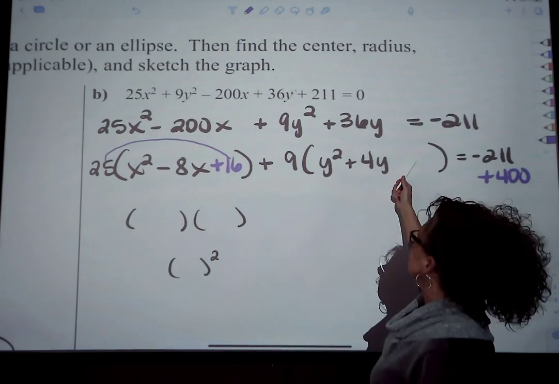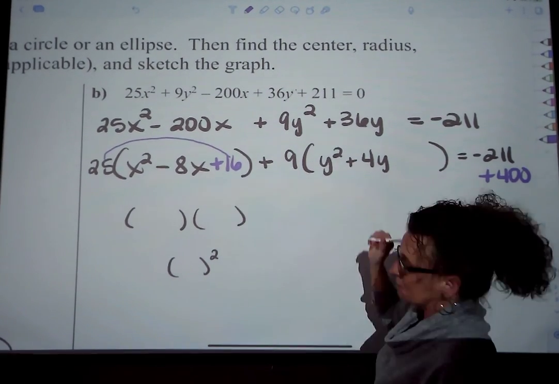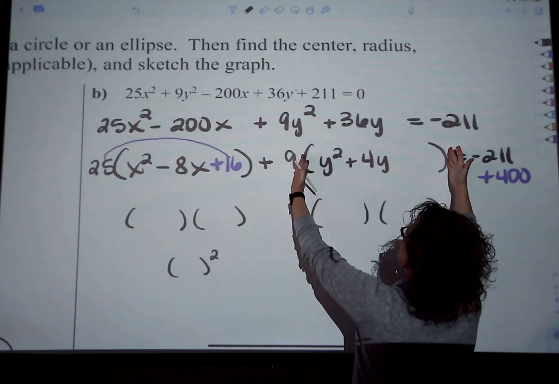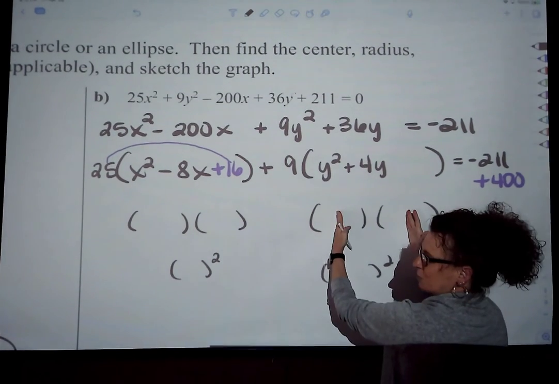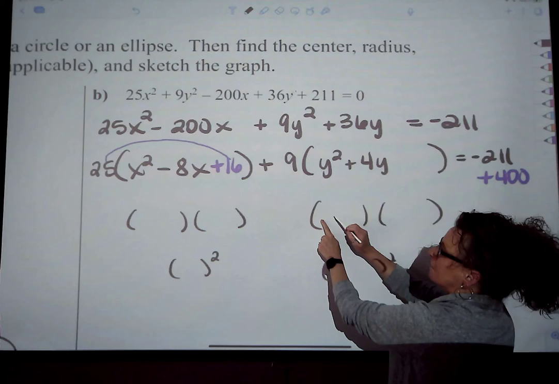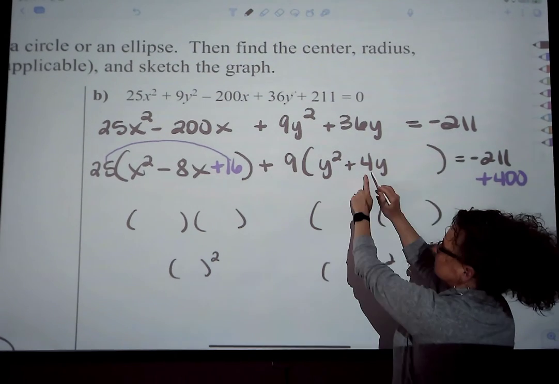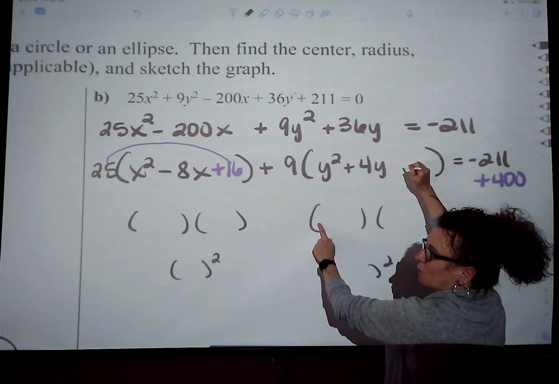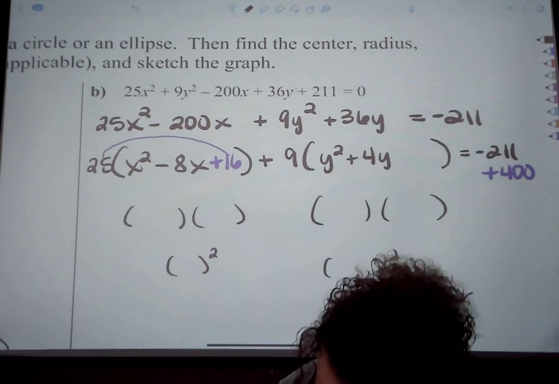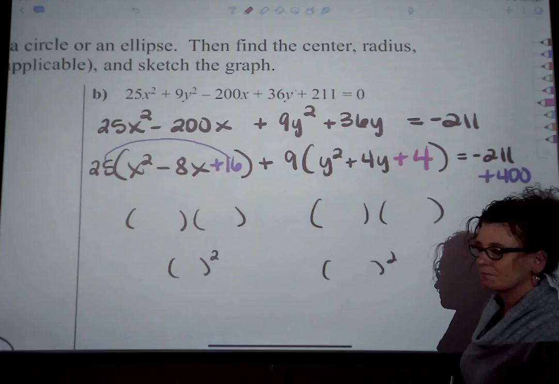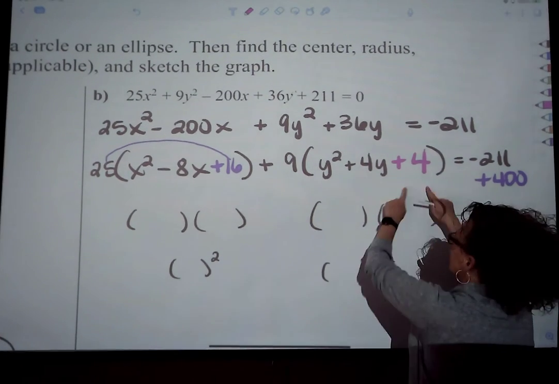Let's figure out this number. While we're still on this topic, let's figure out this number. So, again, that's our goal. These parentheses need to be factored into two identical parentheses so that we can write them like this. So, I think this should be y plus 2 and y plus 2. Don't you think so? What do you want this number to be? I want it to be a plus 4.